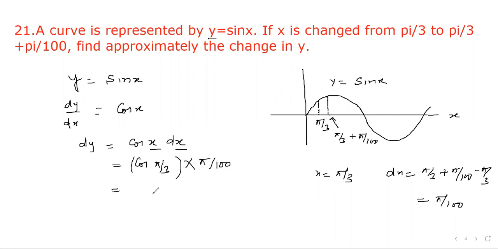Cos pi by 3 is half, 0.5, and pi by 100, pi is 3.14. So this will become 0.0314. So if we evaluate it, it will become 0.0157. And that is our answer. There is another method also, but this is a better method.